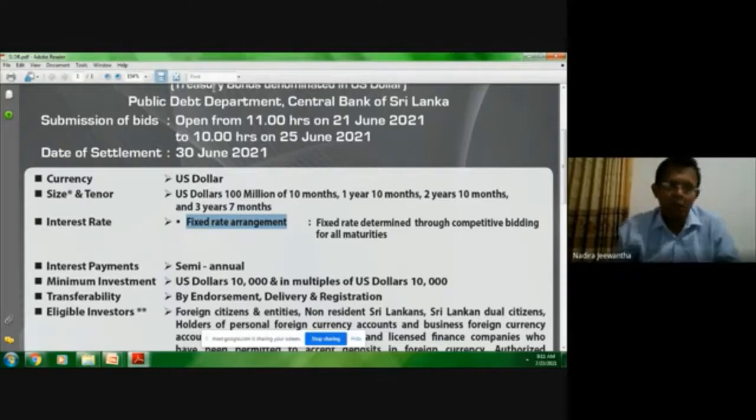Floating means what? Variable. Now, when you grant a loan in your bank, you have two types, fixed and floating. Floating is based on what? AWPLR. I'm talking about rupee lending, right? Your bank rupee lending. Variable rate is based on AWPLR plus whatever the margin. But here, if it is a dollar-denominated instrument, dollar lending or dollar investment, if it is variable, you go by the LIBOR rate, London Interbank Offer Rate.